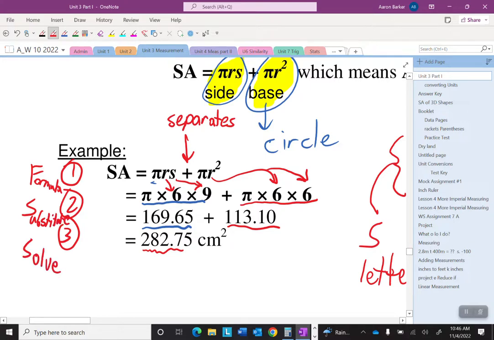Just what we've been doing all along for the last 4 or 5 days now. Formula, substitute, solve. How many lines of work should I see? 4, or a minimum 3, okay? But yeah, 4 ideally for these ones. So 3 and 4, both of them are the solve part, okay? Questions, comments, or concerns? You guys think you can do this one?